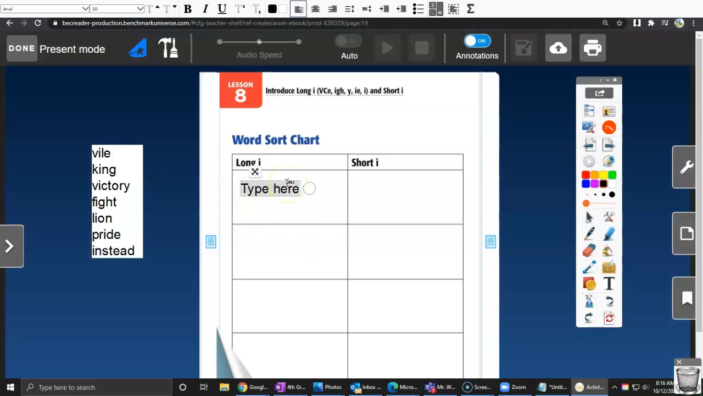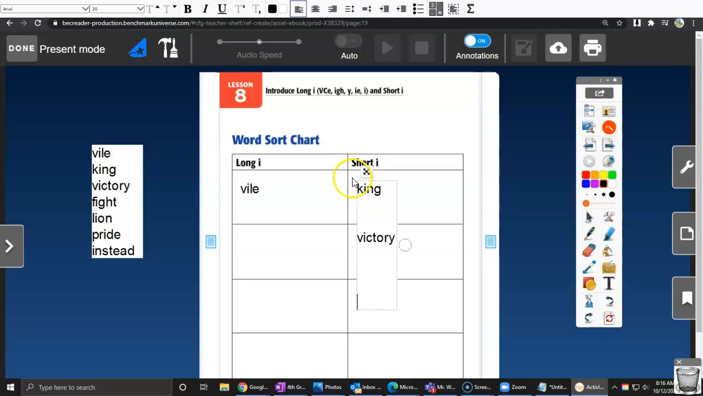So where do we think this long I would go? Well, we already said vile is going to be a long I sound. And we already said king is going to be a short vowel sound. That's short I. So let's put king in here. And then we're going to keep going. Victory. It makes that I sound like in bit. So victory is going to go in this section, in that short I.